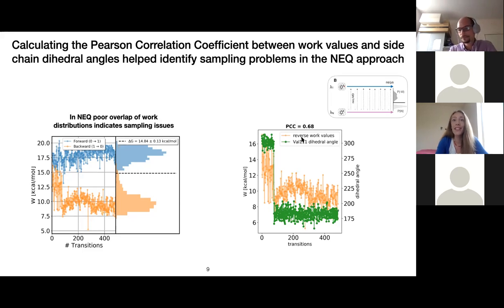Although from the literature, it was already known that this side chain is the one that really is a slow motion in the system, this helped us to identify this as a good metric, which then helped us to identify different sampling problems in other systems. Here we only see one transition of this dihedral angle, but in the other systems, we then found multiple transitions, which then correlated well with the work values.